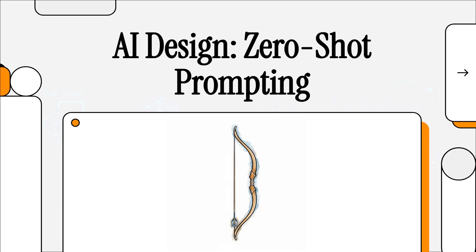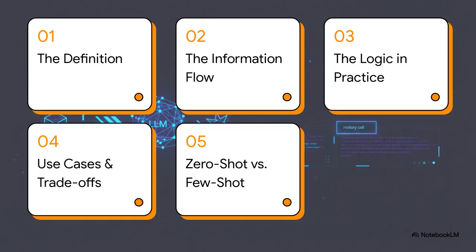All right, today we're going to break down one of the most fundamental design patterns you'll ever use with large language models, zero-shot prompting. It's the simplest, it's the fastest way to get a response, and honestly, understanding this is absolutely key before you build any kind of agentic system. So here's how we're going to tackle this.